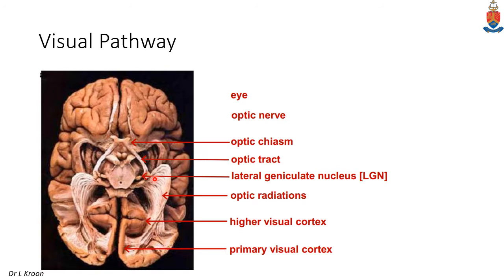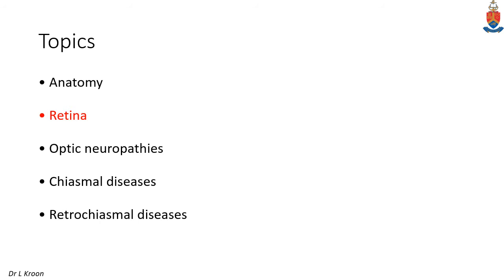And then here are these fan-like structures, and these are the optic radiations. Here's the temporal portion of the optic radiations, and this side is the parietal portion. And so here we get to the visual cortex, which is area 17 in the occipital lobe. And here are the higher areas of visual processing. So let's start talking about the retina.